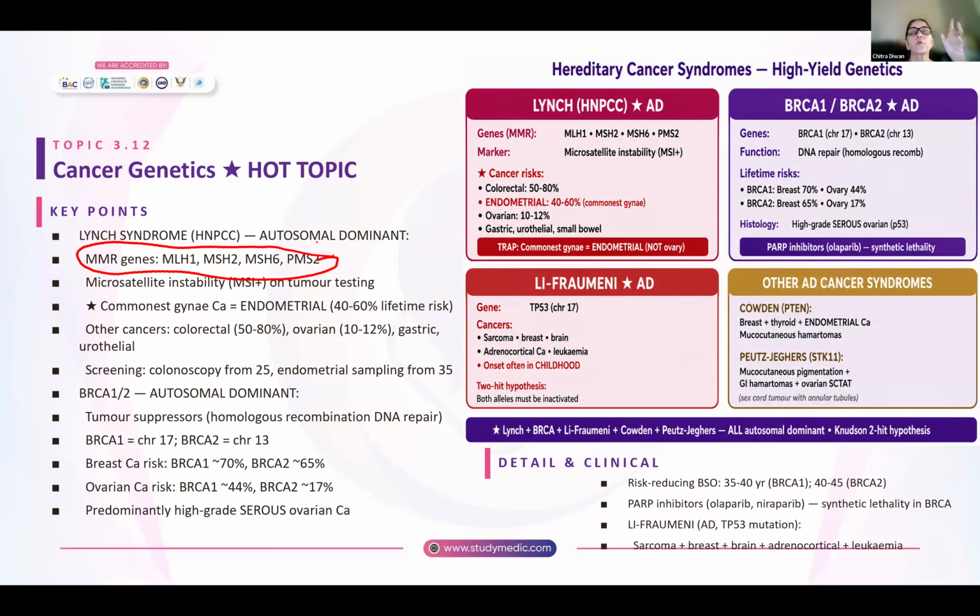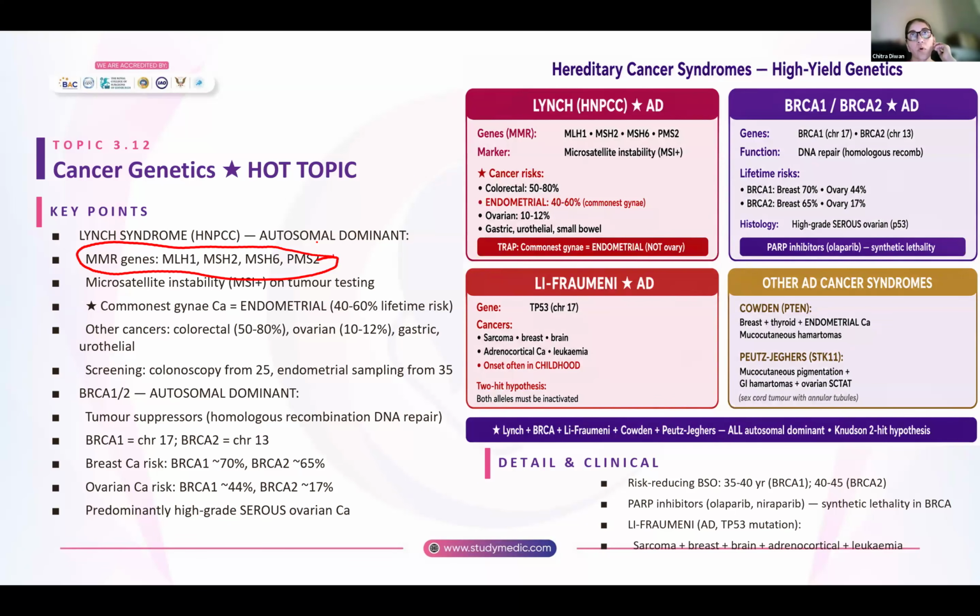Now, the marker for Lynch syndrome is microsatellite instability. This is the one that is raised whenever tumor testing is done. The commonest gynecological cancer that you see with Lynch syndrome is endometrial. The lifetime risk of endometrial cancer in people who have Lynch syndrome is 40 to 60%.